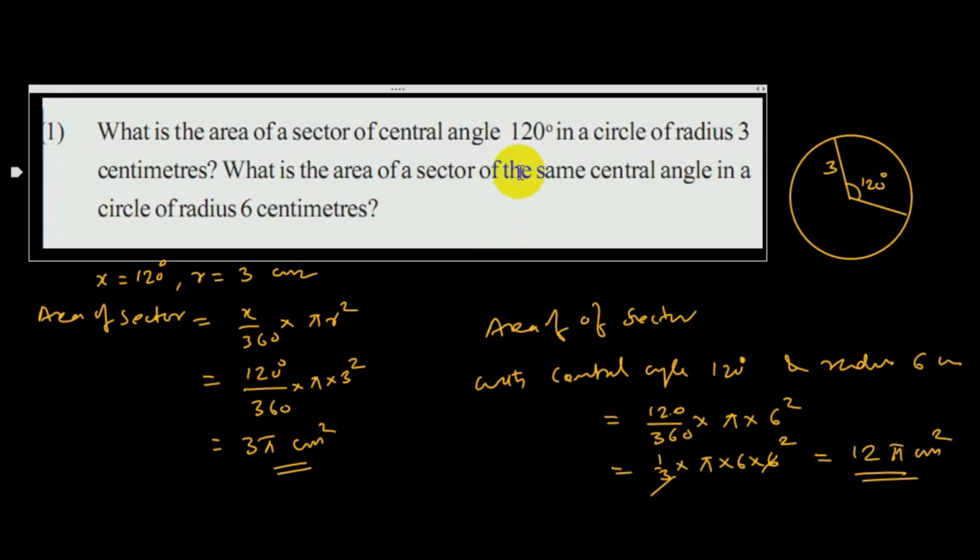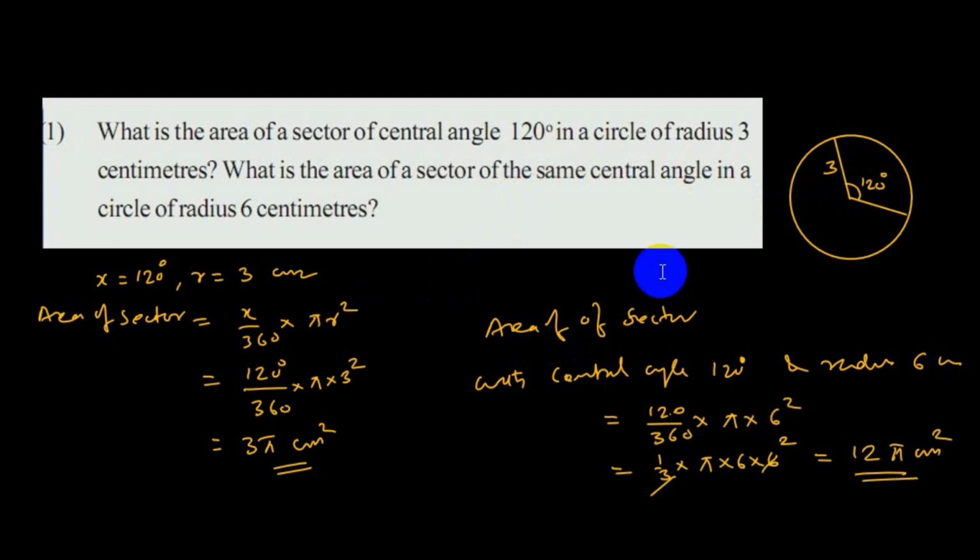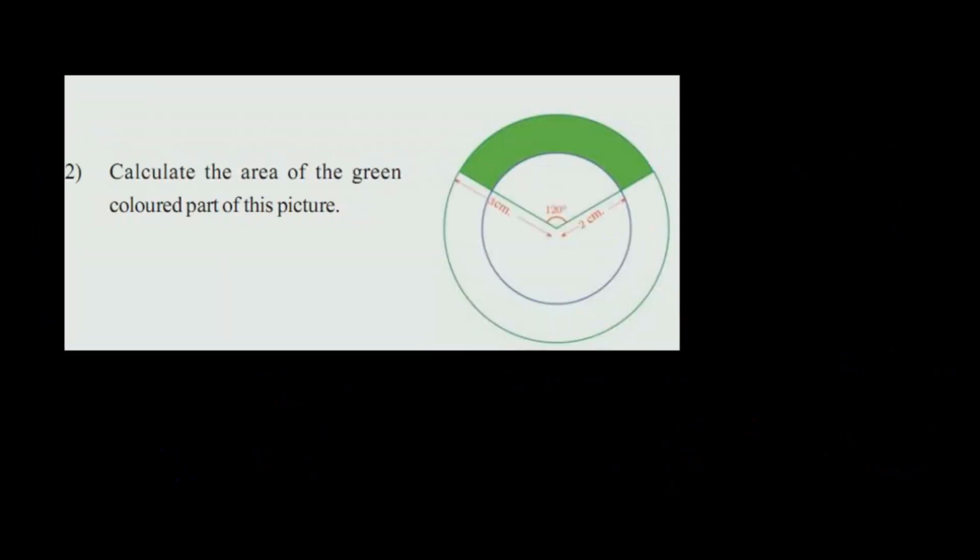And so you can write this question, this figure and these steps in your notebook. Now see the next question. Read the question. Calculate the area of the green colored part of this picture. This green colored part, its area is to be calculated. What can you tell about this area? How can we find out this much area?